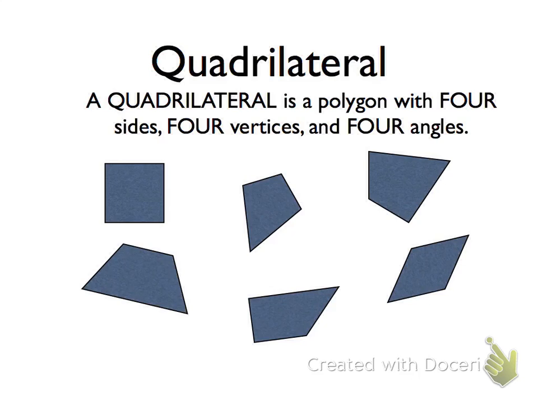Okay, so here's the definition of quadrilateral. A quadrilateral is a polygon with 4 sides, 4 vertices, and 4 angles. Make sure you have this written down in your notes, please.